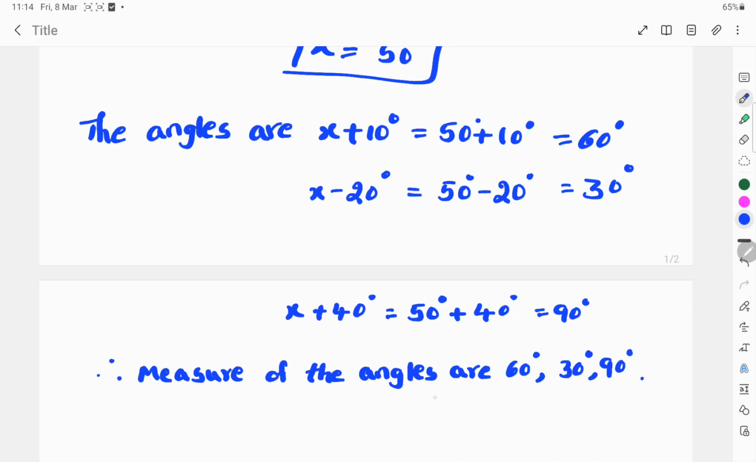Measure of the angles are 60 degrees, 30 degrees and 90 degrees.